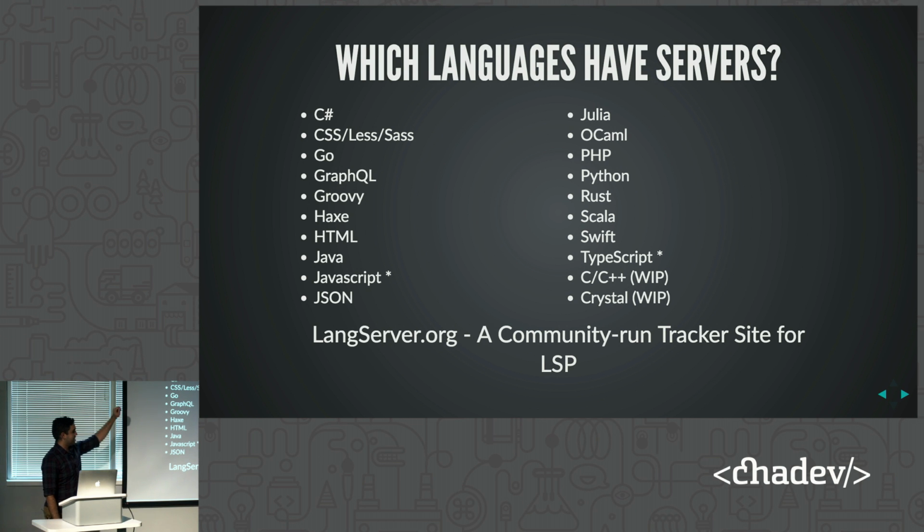And which languages have servers? This is a list of languages that have servers. These that have stars next to them, JavaScript and TypeScript, are the languages with every feature of the language server protocol implemented. And then C and C++, Crystal, these are both work in progress. You can find out more about that at langserver.org. So it's a tracker site that's community run, community updated about the LSP. And they have a lot of information on exactly where these are in terms of development.